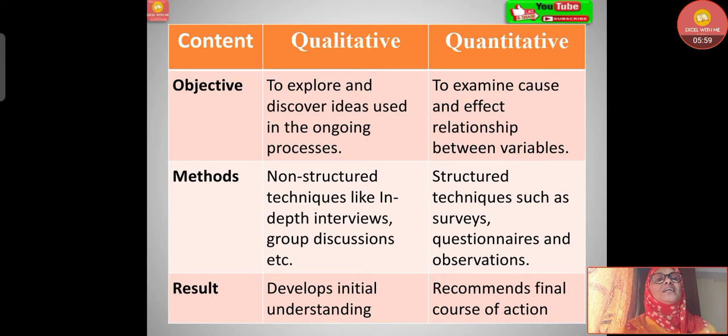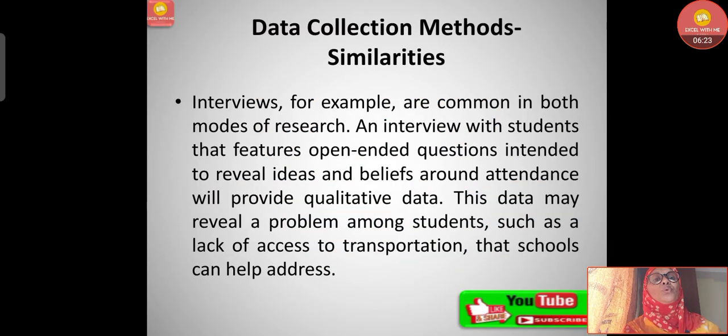Now, the result. Qualitative research develops initial understanding, whatever initial understanding there is will be developed here. Now, what will be the result of quantitative research? It recommends the final course of action. What action should be taken after this research? That will be the result of quantitative research. These are the main differences between qualitative and quantitative research.